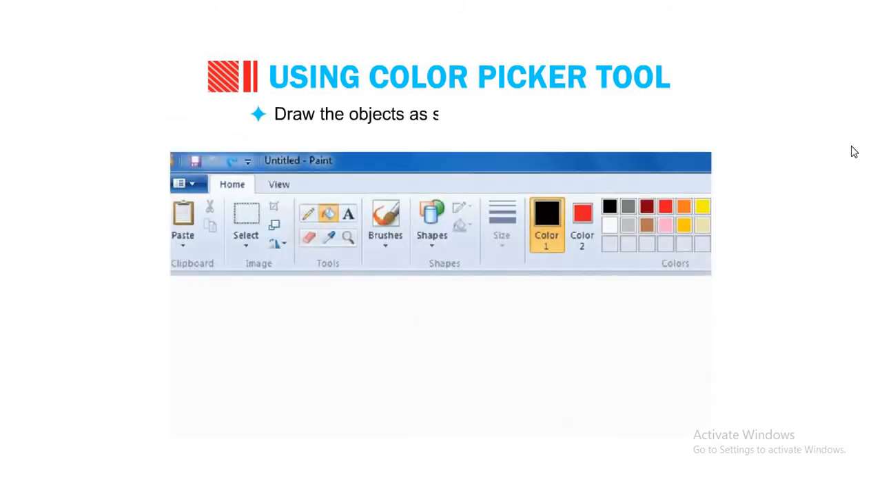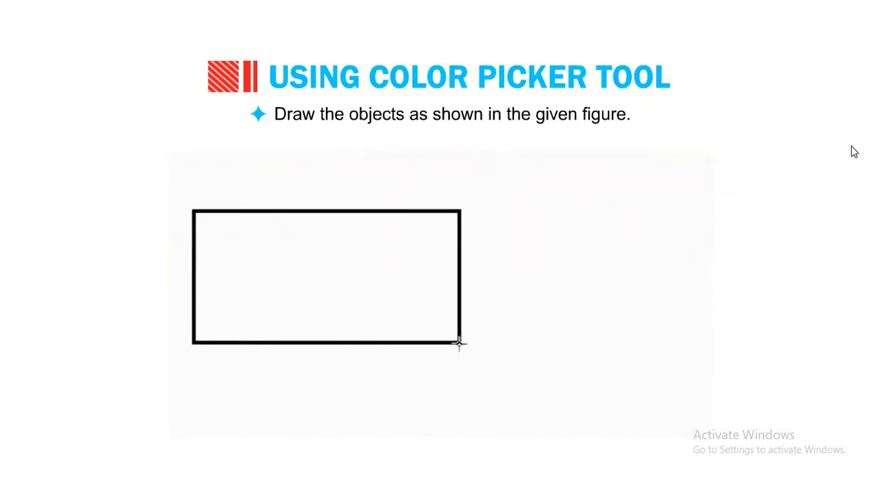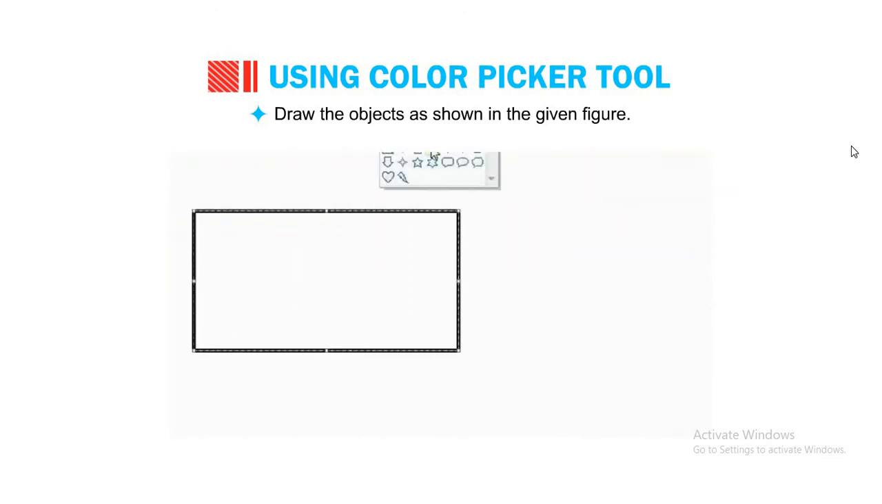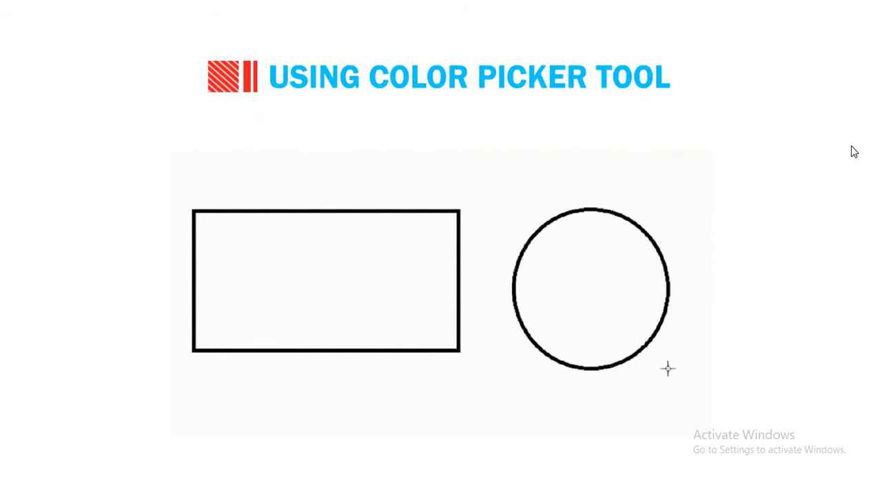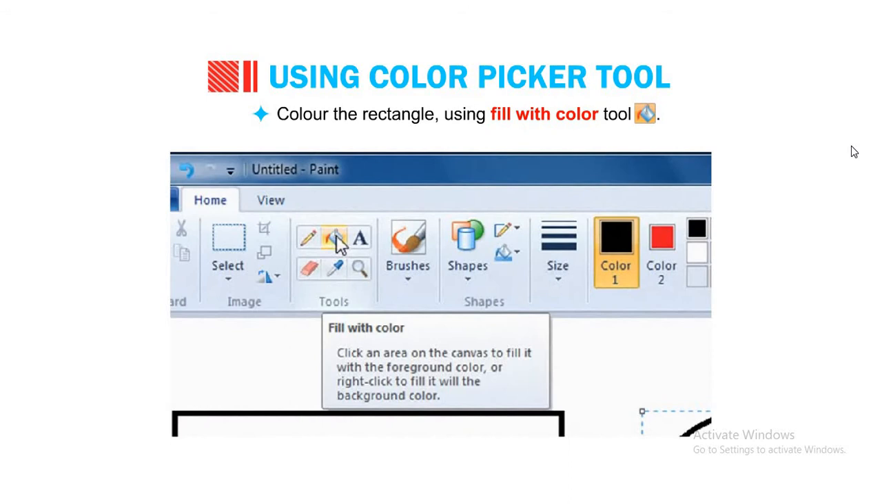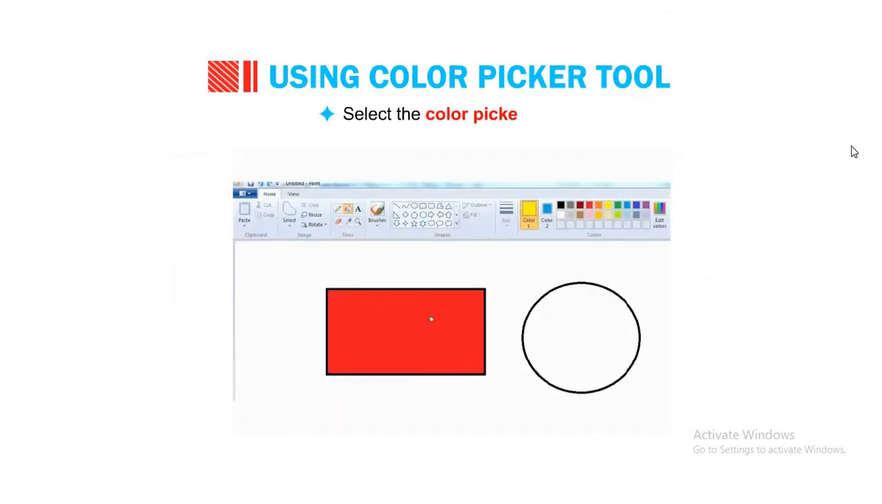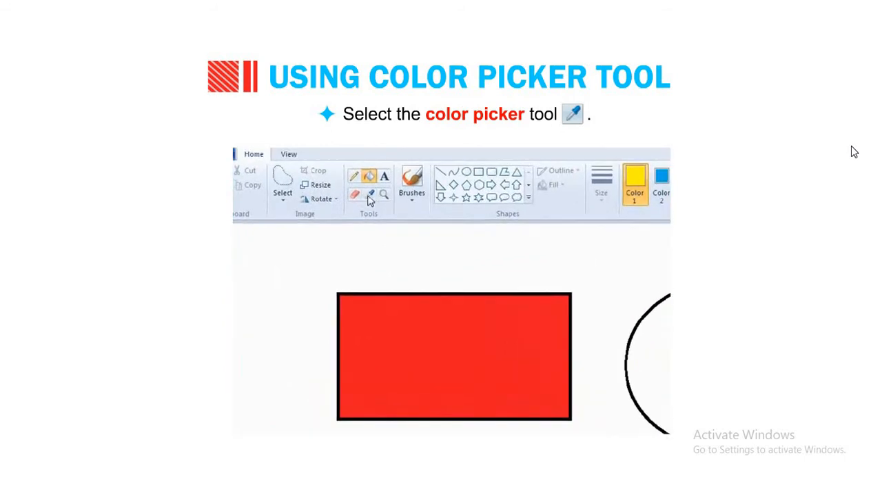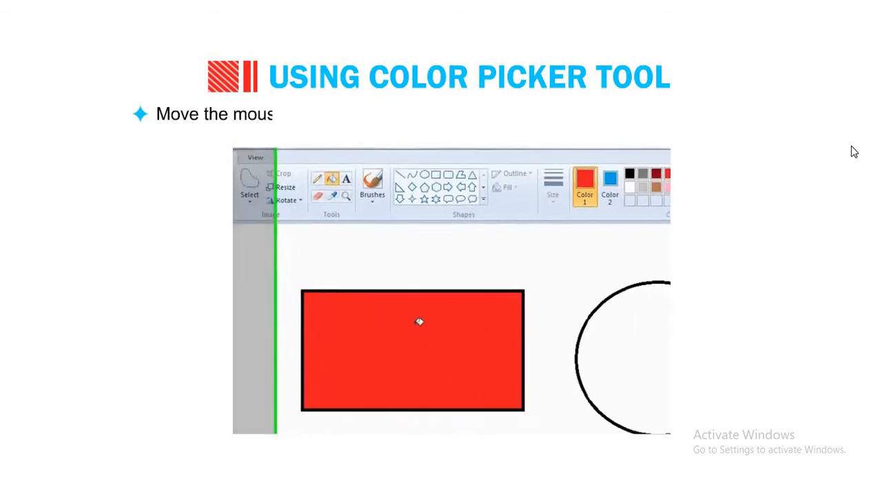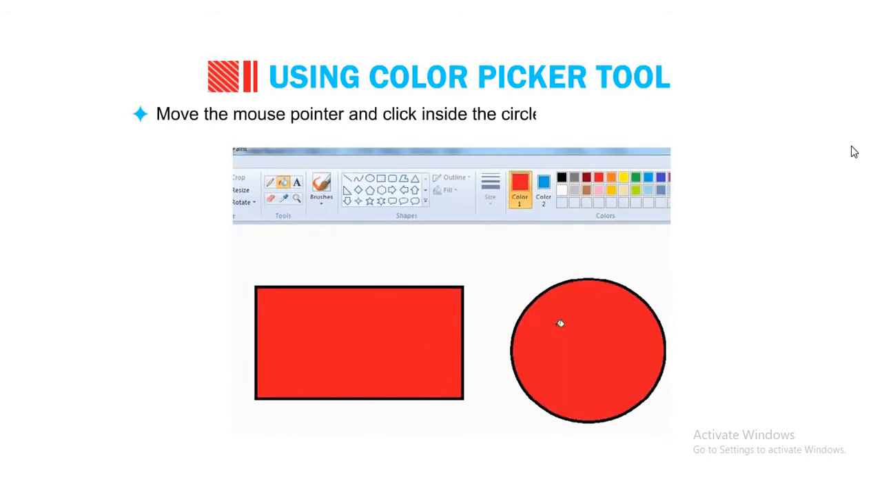Draw the objects as shown in the given figure. Color the rectangle using Fill with Color tool. Select the Color Picker tool. Click inside the rectangle to copy the color. Move the mouse pointer and click inside the circle to fill the same color in it.